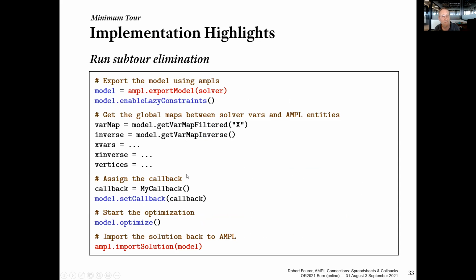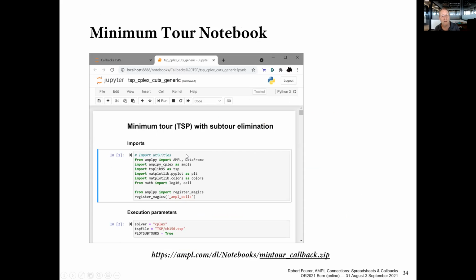And then to actually run it, basically this optimizes, all we need. We set the callback here and we optimize, and the callbacks automatically are called when they need to be and generate the subtour constraints.